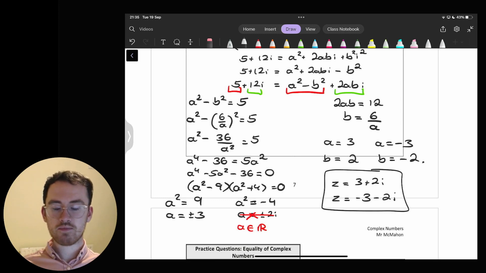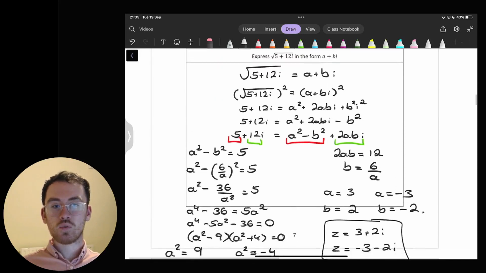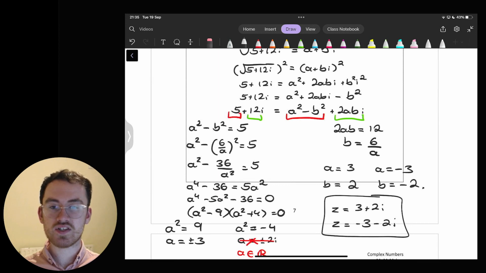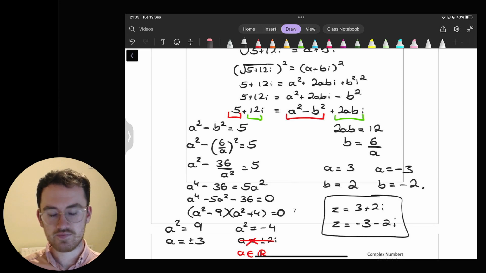So just by comparing and setting up the equation as they've set it to us in the question, we can find out the value of this number z, the square root of the complex number that we're given. And we have two potential answers that we could have.